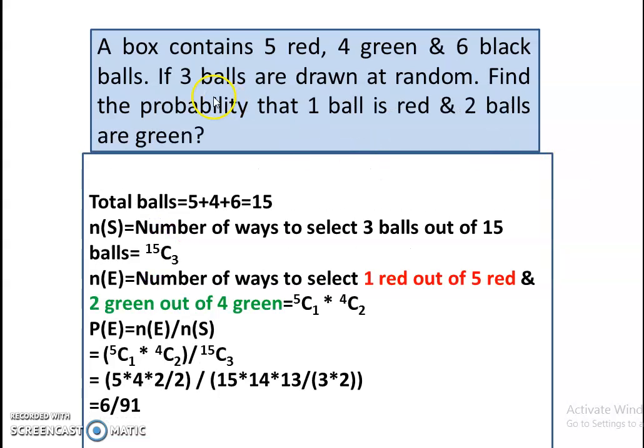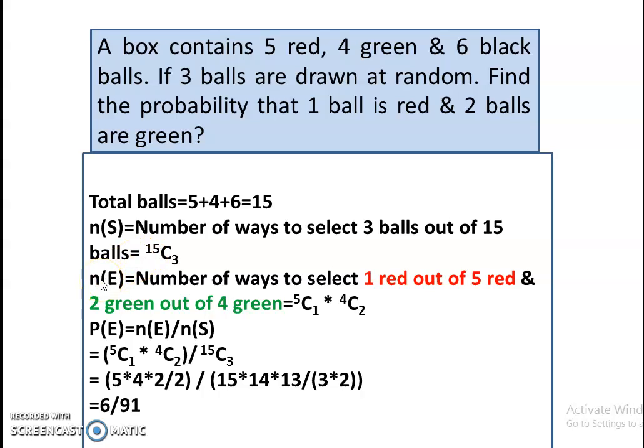Next question we have is: a box contains 5 red, 4 green and 6 black balls. If 3 balls are drawn at random, find the probability that 1 ball is red and 2 balls are green. So here the event is getting 3 balls. Out of 3 balls, 1 ball is red and 2 balls are green. So in total we have 15 balls. Number of sample space will be selecting any 3 balls out of 15. So it will be 15C3.